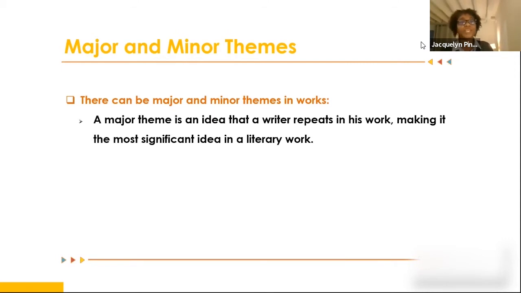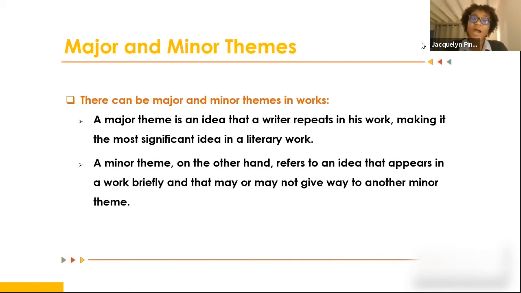So there can be major and minor themes in works. We know a major theme is an idea that a writer repeats in his work, making it the most significant idea in a literary work. A minor theme, on the other hand, refers to an idea that appears in a work briefly and that may or may not give way to another minor theme. So there could be several, right? So if we look at Harry Potter, we like that book. Well, most of us do. I loved it, right? And so maybe a major theme would be good versus evil, for example, right? And that good prevails overall.